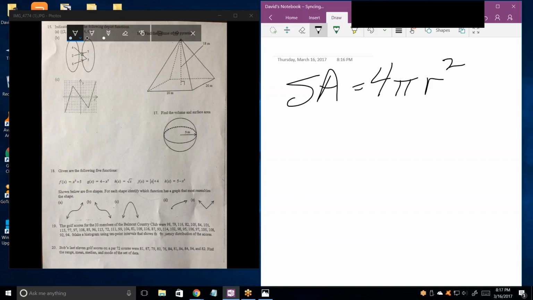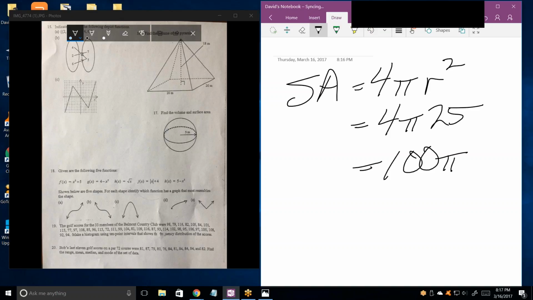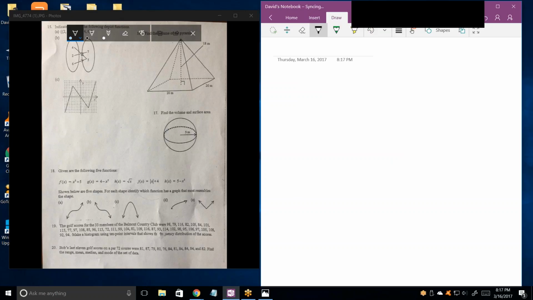So what is this surface area going to be? 4 pi times 25 or 100 pi. Okay. Meters squared. Okay. All right. 18.